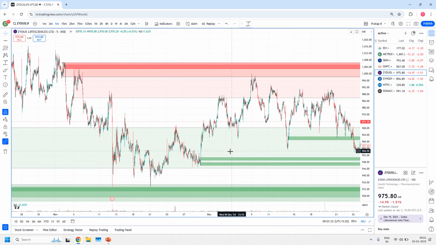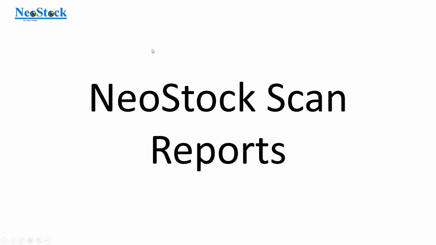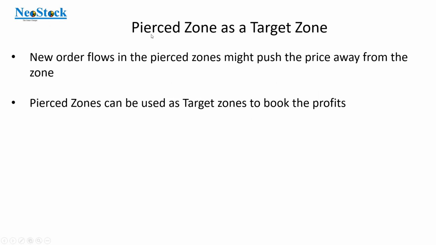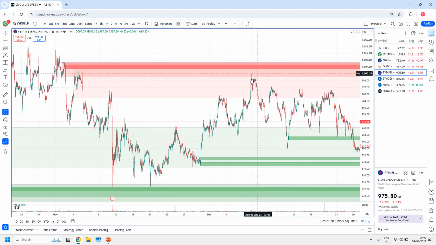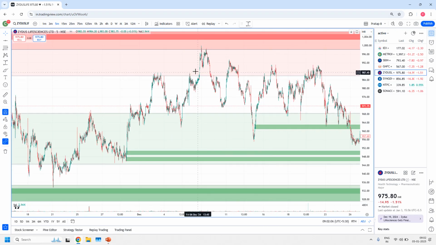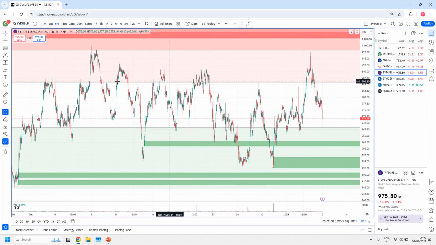All these days in ZYDUSLIFE we were looking into the supply zone trades in the HLQ zone analysis because you haven't learned about pierced zones. But otherwise you would have captured profits from both the ends. See, this is pushing the prices. Do you remember? Previously we discussed, this is the point. Pierced zones as a target zone. See, this is our HLQ zone, high liquidity supply zone, but the target is the pierced zone. From the pierced zone prices are coming. We got several profits earlier from this zone.